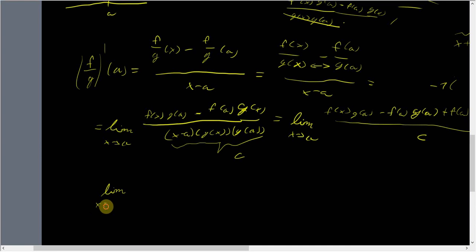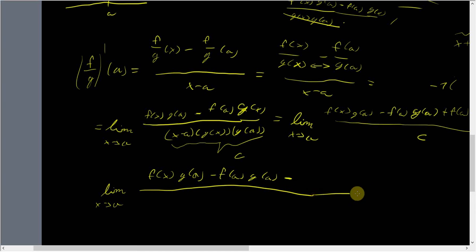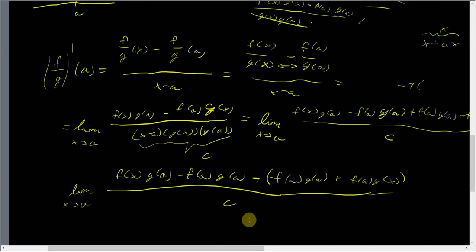Limit as x approaches a, and again rewriting all of these terms, f of x times g of a minus f of a times g of a minus, because we put a minus sign in front of the whole term, so what we are going to get is minus f of a times g of a plus f of a times g of x. Notice how the sign switched, yeah? And then c, which is this term here.